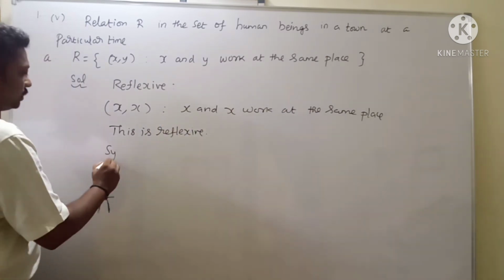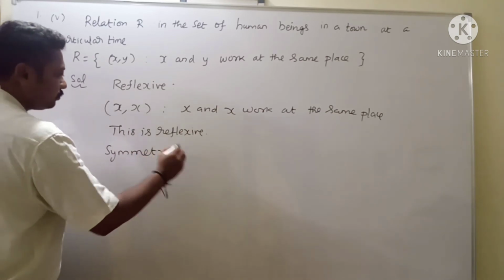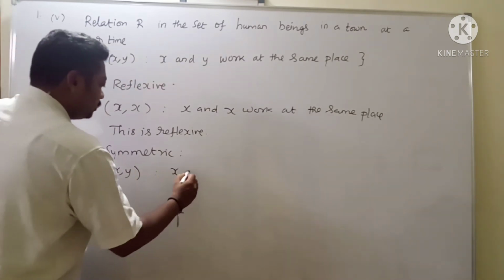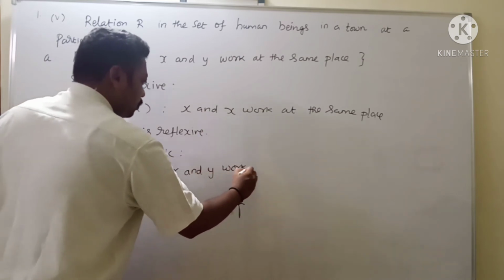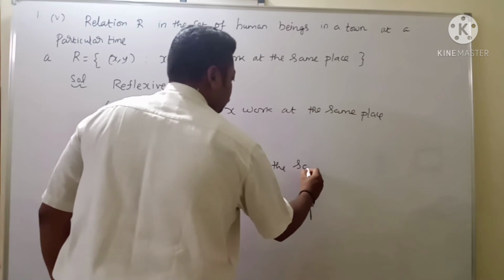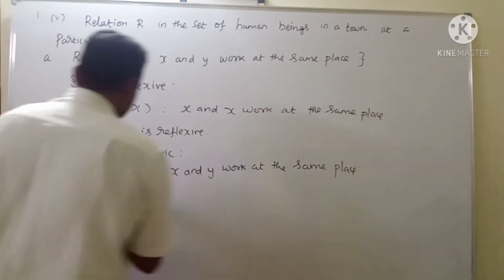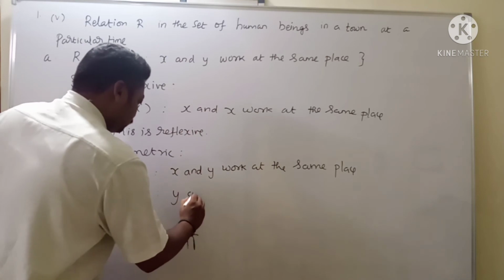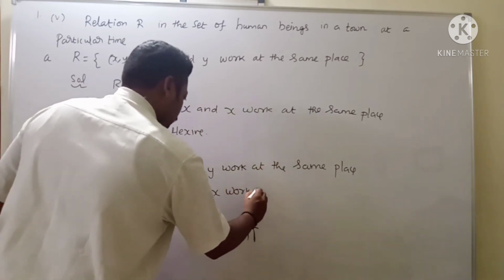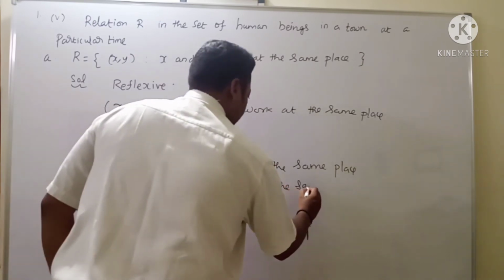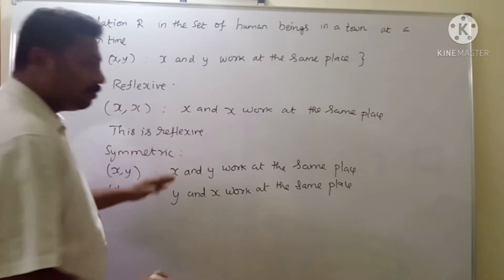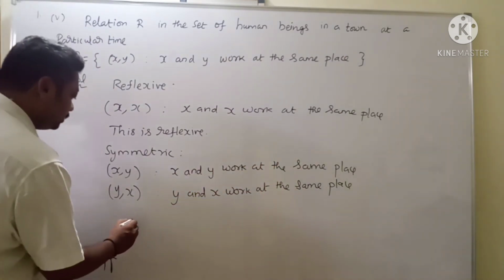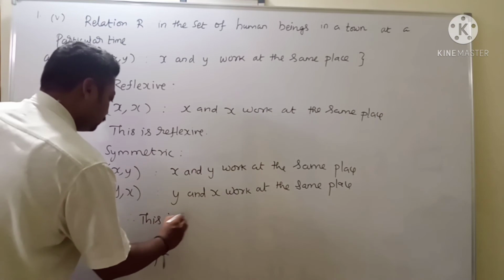Next we check for the symmetric. If we say x and y work at the same place, then what is the meaning of y comma x? y and x work at the same place. So literally the meaning is the same. x and y work at the same place, y and x work at the same place. The meaning is the same. Therefore this is symmetric.